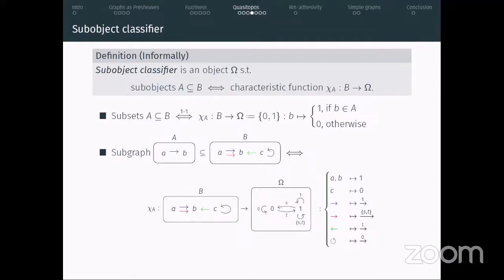So for vertices, there are 2 options, 0 and 1. If you are sent to 0, it means the vertex is not in the subgraph, and if you are sent to 1, it means you are in the subgraph. And then for edges, there are multiple cases, right?